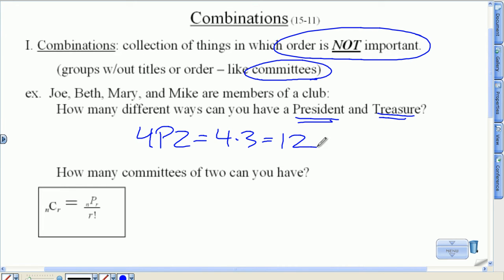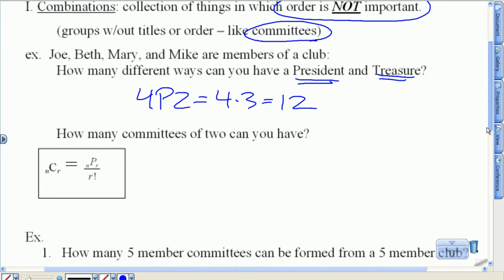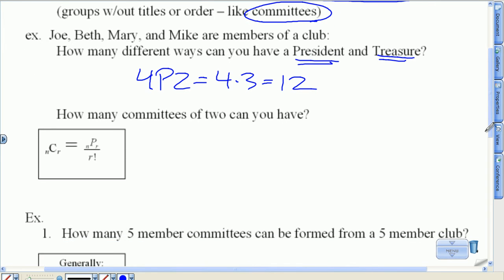How many committees of 2? Now what you're doing here is you are selecting 2 people to go off and do a little project on the side, but they don't have jobs. It doesn't really make any difference. So here's what you do. You take 4p2, which we know is 12, and you divide by 2 factorial, which is 2.